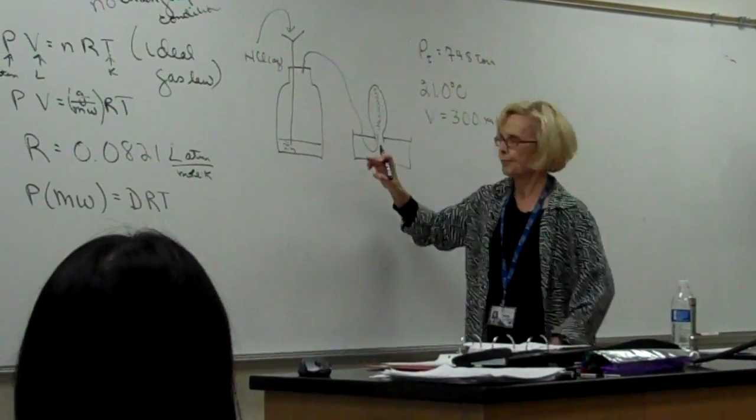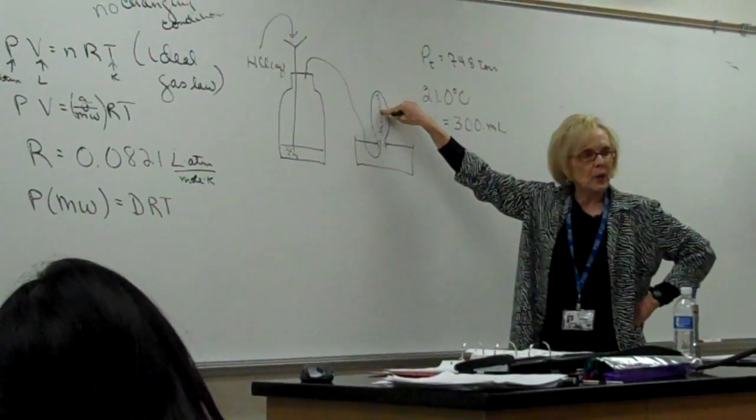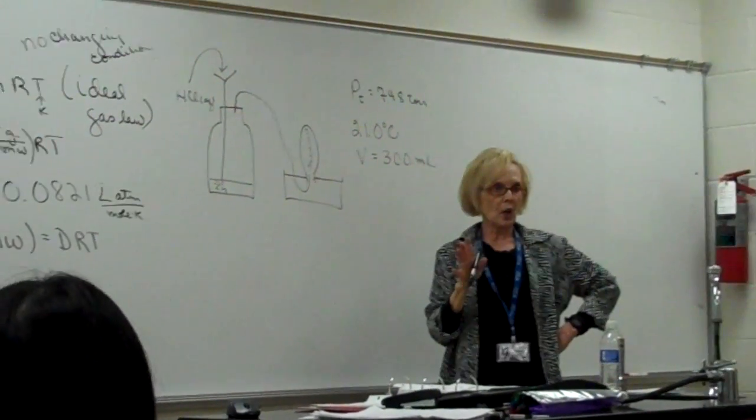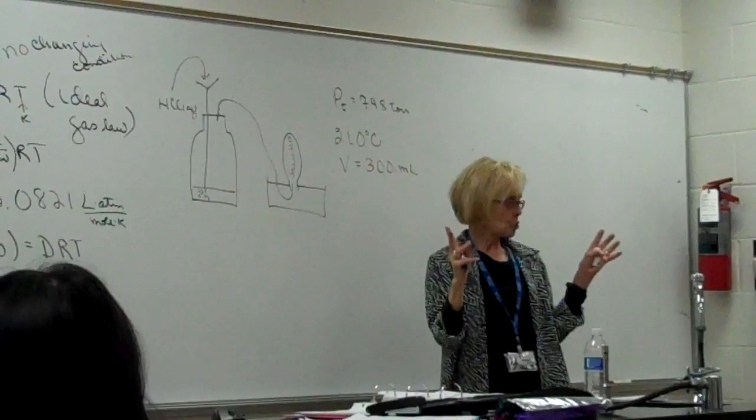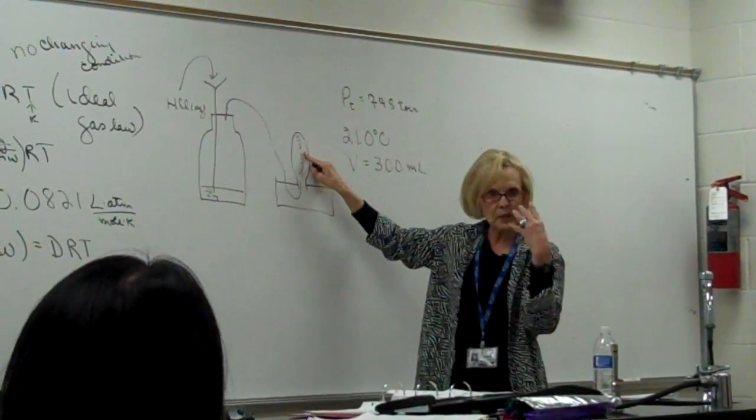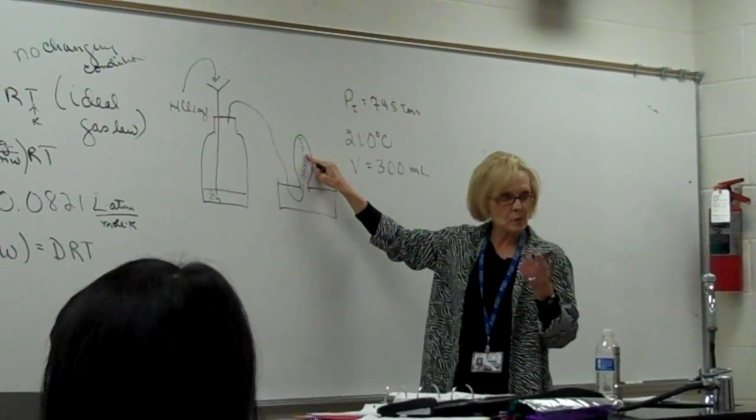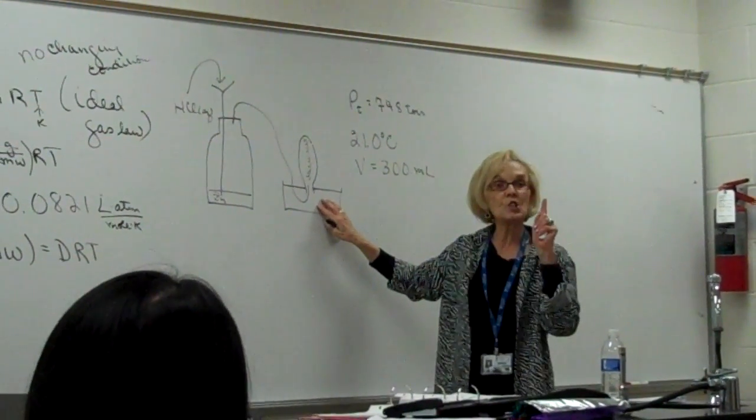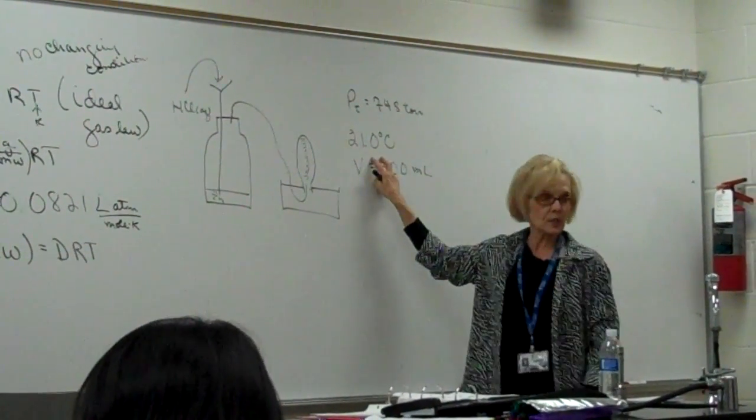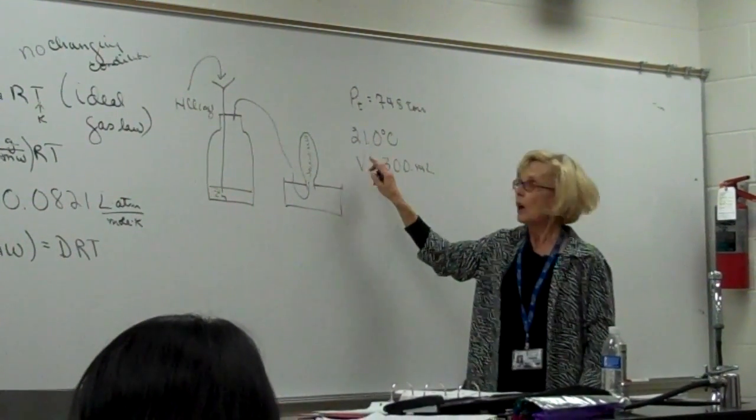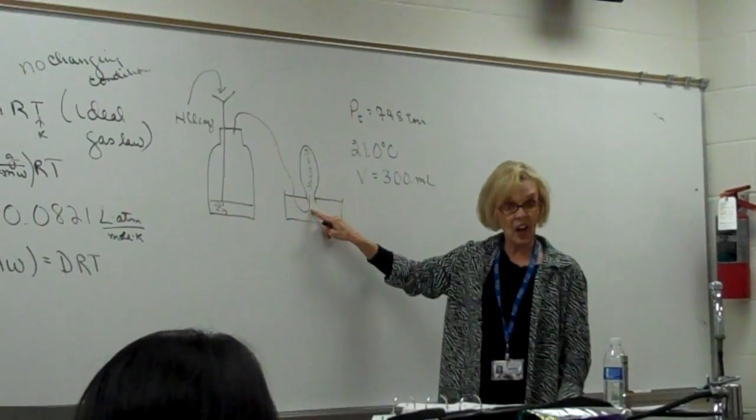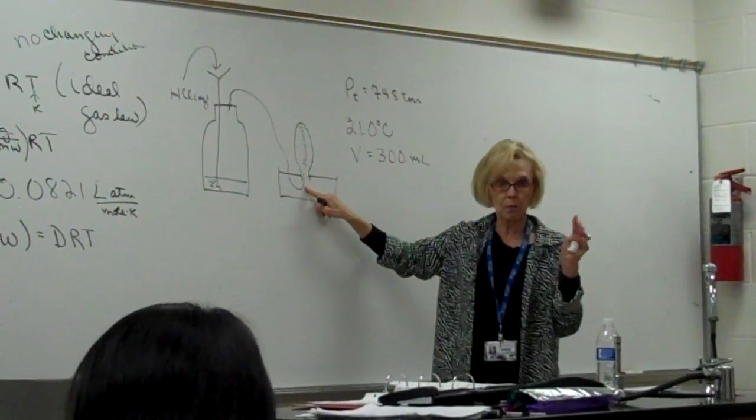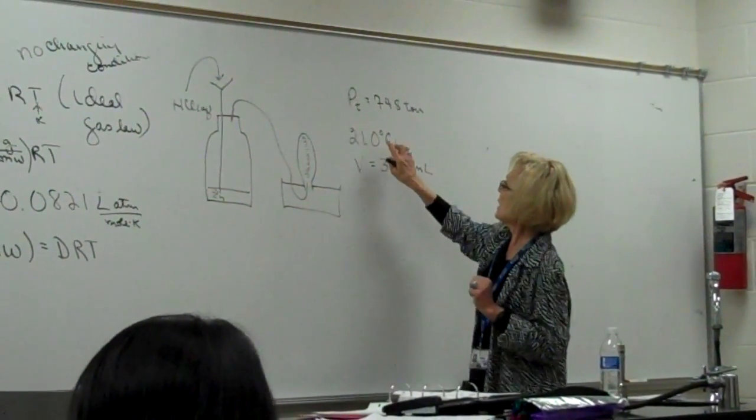Okay, now, we have to make some assumptions. First of all, the room temperature is 21. If this bottle has been sitting out in the room, the gas has been sitting out in the room, the water here has been sitting out in the room, we can assume the temperature inside is also 21. Okay, we've already measured the volume of this bottle, so we know it holds 300 mils. No problem with that.